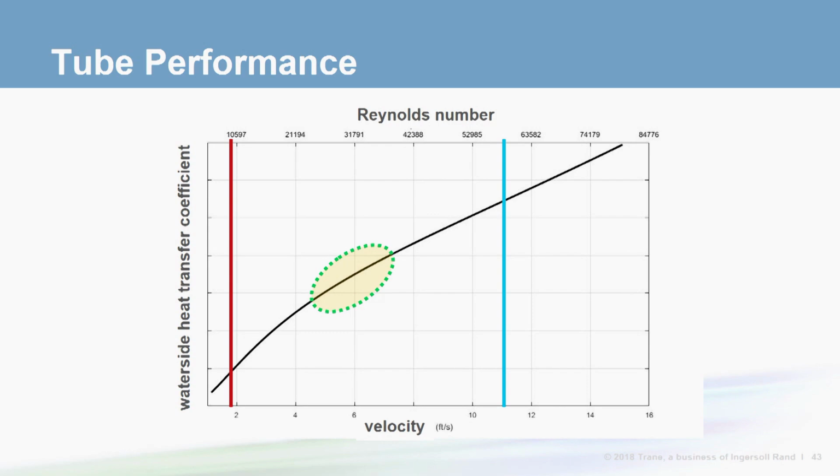Manufacturers will try to set the minimum flow rates around a Reynolds number of 8,000 or above. 8,000 is considered a transitional flow between laminar and turbulent and is shown with the red line on the left. If you operate your system below the minimum flow rate in a laminar flow region, the tubes have a very low heat transfer coefficient and cannot effectively transfer the energy between the water and the refrigerant.